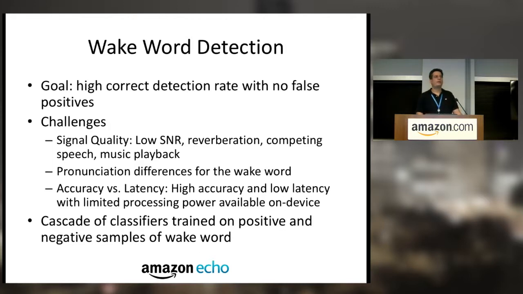Another thing is the wake word detection. We listen to a lot of words, and we need to identify when someone says Alexa. There are many challenges around the signal quality. For example, the signal-to-noise ratio can be problematic. They are competing. There are more sounds in the background, music playback, and pronunciation. Different people pronounce Alexa differently. There is also accuracy versus latency. We want it to work very accurately and very fast, which is very challenging. We're going to talk about the mathematics behind this algorithm in a few minutes.